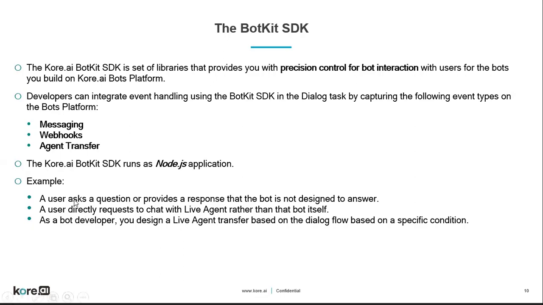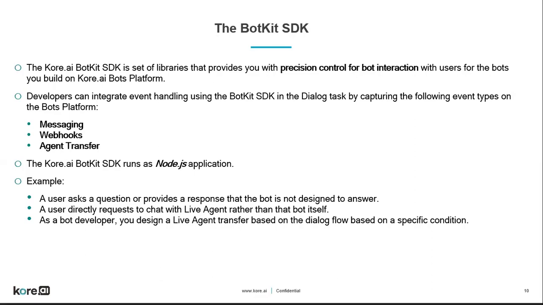Typical examples of where you want to use the BotKit may be when the user asks a question or provides a response that the bot is not designed to answer. So one option is you make changes to the configuration of the bot. The other is to handle this through the BotKit. Another example is a user request to chat with a live agent. Anytime, maybe based on the sentiment of the user, you want to hand over to the live agent, or the user says that they need to talk to the live agent, all of these can be configured through the BotKit.